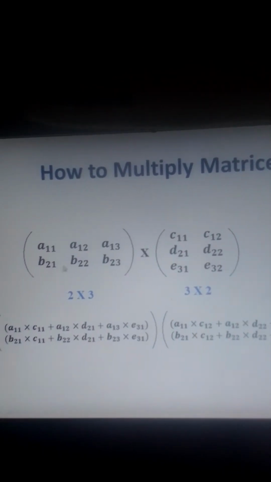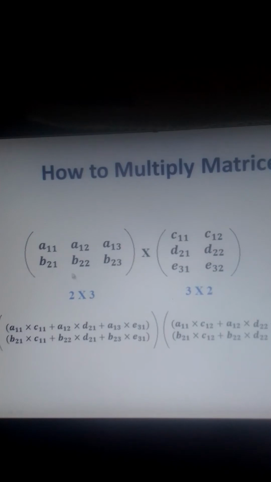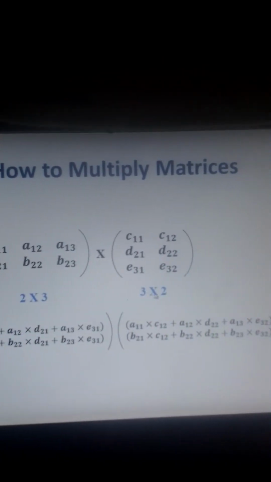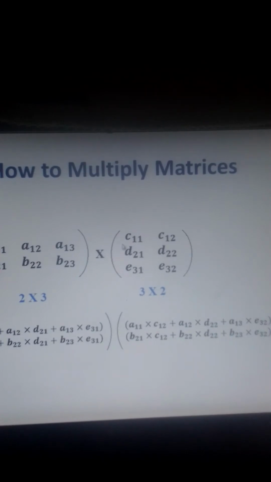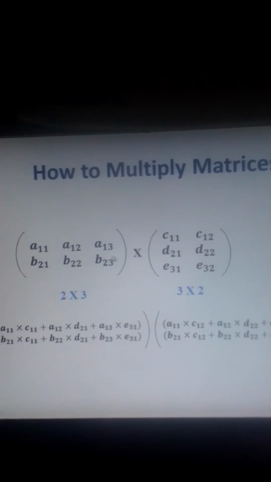Okay, we have this matrix and this matrix. This one is a 2 by 3 matrix because it has 2 rows and 3 columns. This is a 3 by 2 matrix because it has 3 rows and 2 columns. Let's see how we can multiply the two matrices. We multiply rows by columns.